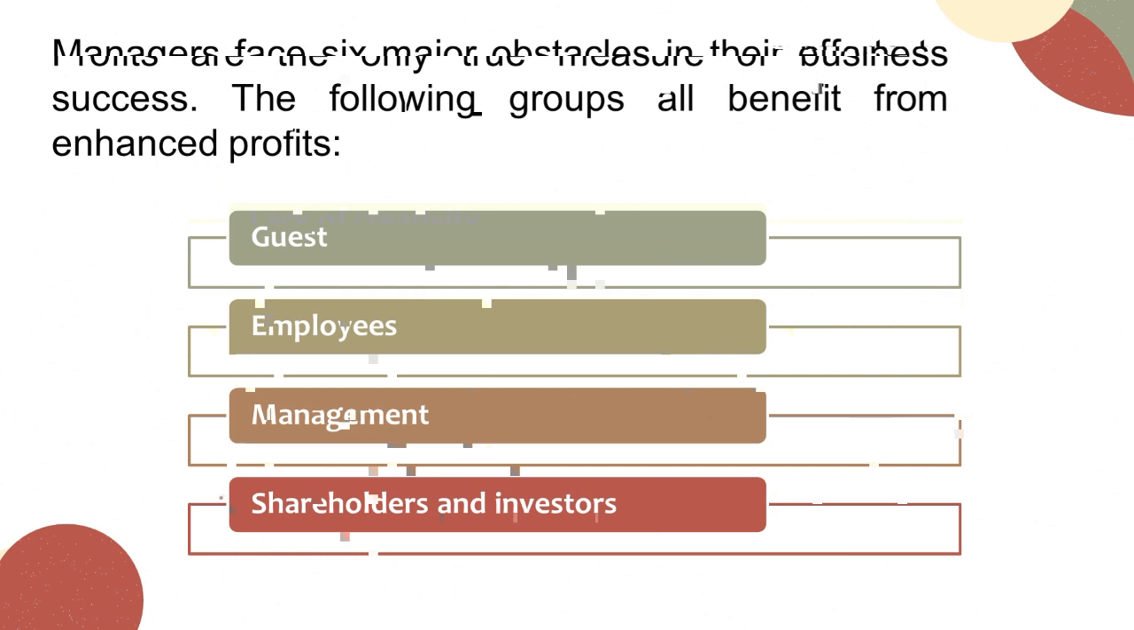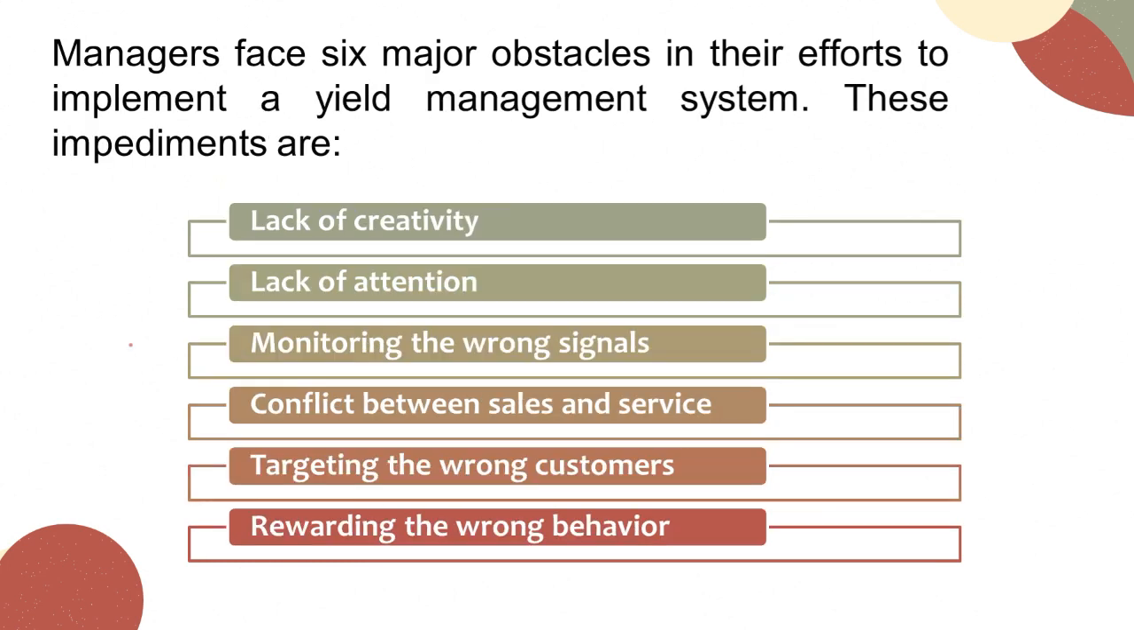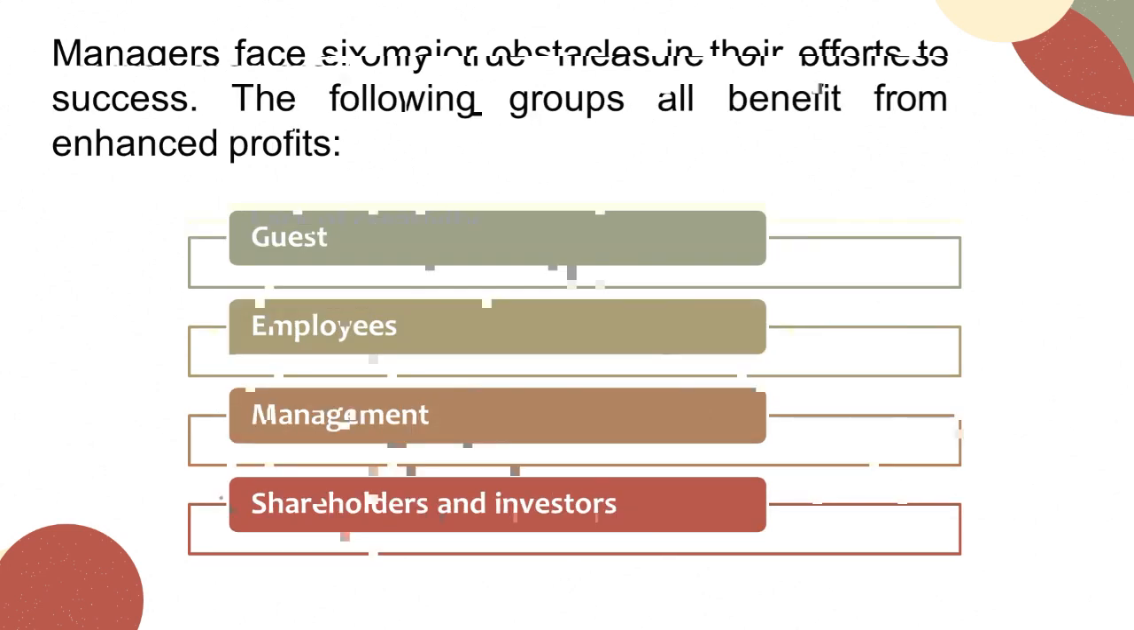So next one is monitoring the wrong signals. We tend to monitor the easy things to measure such as food cost and inventory. We should be looking for opportunities, not statistics. So syempre, sa isang hotel, kung sabi nga natin, di ba, ang yield management system is to find the right customer at the right time at the right price.